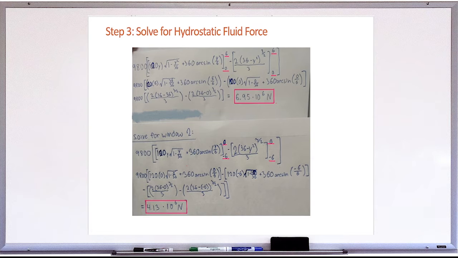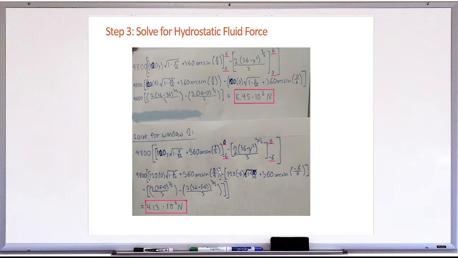A while ago we saw that there are limits. These limits are the top and the bottom of the shape. They have to correspond to the shape. So it's a circle, that means the origin of the circle must be the center, so it's 0. So from 6 to 0, we're going to integrate from 6 to 0. So we're just going to plug those values in, and then we get 6.95 times 10 raised to 6 newtons of force.